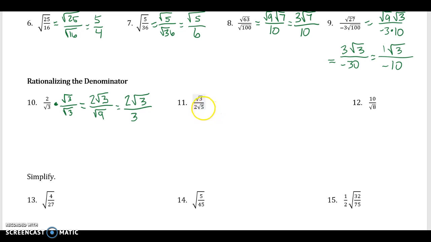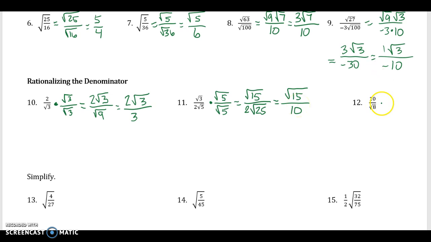Same thing on this next one. We have square root of 5 on the bottom. Nothing we can factor out, no perfect square. So we're going to multiply this. This is called rationalizing the denominator. We're making the denominator into a rational number. So when we do this, the square root of 3 times the square root of 5 in the numerator is the square root of 15. In the denominator, we have 2 times the square root of 5 times the square root of 5, which is the square root of 25. So numerator, square root of 15. Denominator, we have 2 times 5, which is 10.